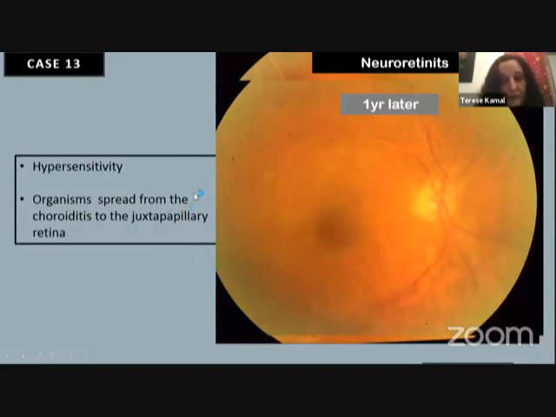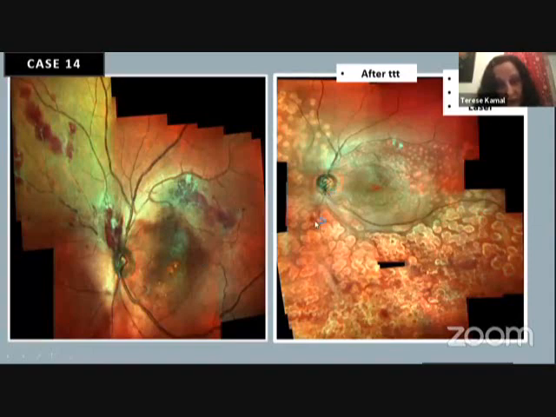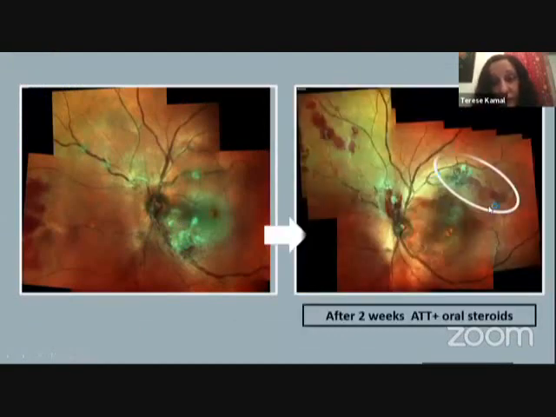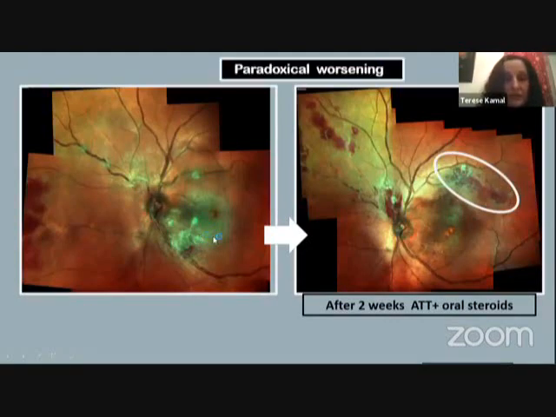This is a patient who actually had occlusive vasculitis, received his steroid and anti-TB treatment, and also had laser to the areas of ischemia. Why I'm showing this is that when the patient first came, this was how the fundus looked. And after the patient received treatment, by 2 weeks we can see that there's a very large area of occlusive vasculitis that occurred despite being on treatment. This is what we call the paradoxical worsening. The paradoxical worsening could occur in the form of neuroretinitis, anterior uveitis, vasculitis, or serpiginous choroiditis.